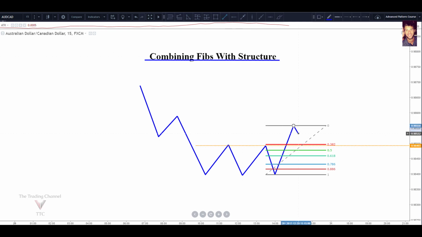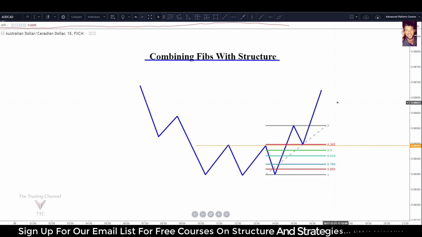And what we would be looking for is a pullback into that area and a reason to go long, some kind of reason to enter the trade to the long side. And we're actually going to take a look at a live trade we took today based on this exact analysis. So let's take a look at one other example. This would be an example of using this in a reversal scenario.